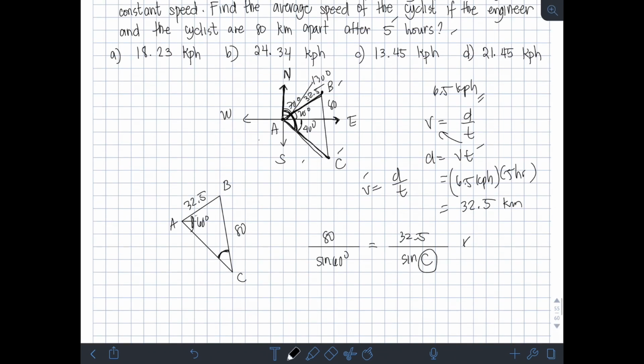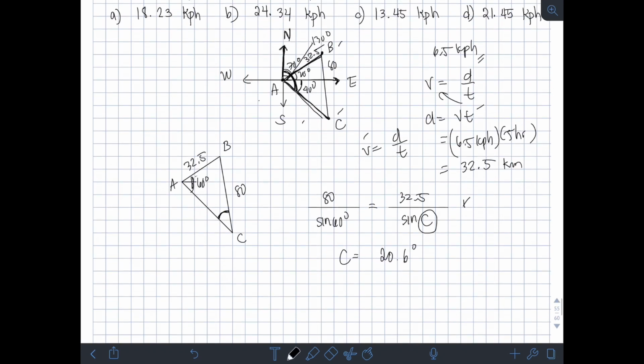So, para ma-solve si C, shift solve na lang natin using calculator. It is equal to what? 20.6 degree. Okay? Ngayon, para ma-solve natin itong B, alam natin na yung sum ng angle nung triangle is 180. So, subtract natin 180 minus yung angle A na 60 degree minus yung angle C na 20.6 degree. So, it is equal to what? Angle B is 99.4 degree. So, 99.4 degree na tong B.